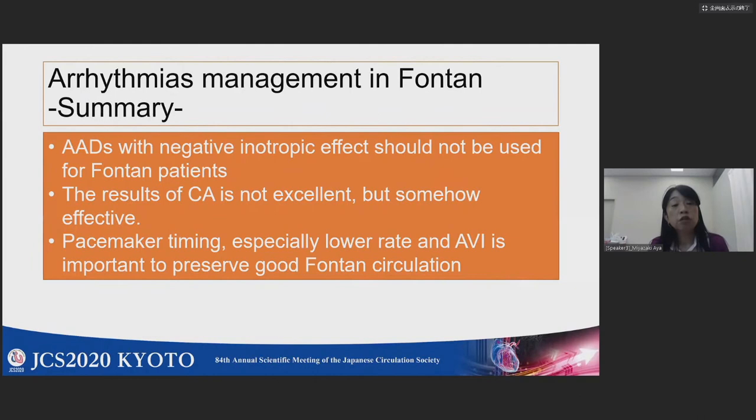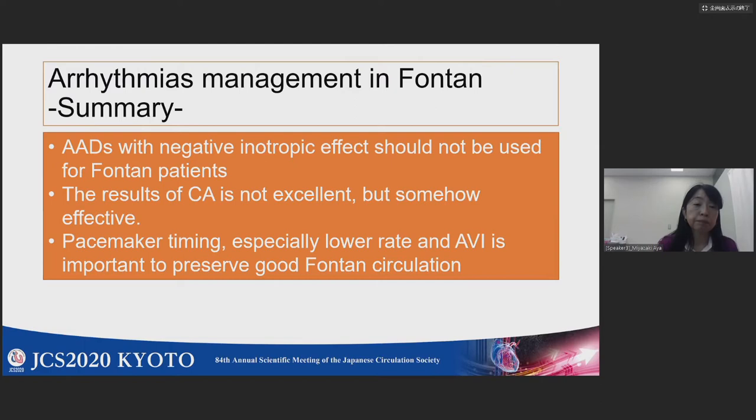This is a summary of arrhythmia management in Fontan circulation. AADs with negative inotropic effects should not be used for a Fontan patient. The result of catheter ablation is not excellent, but somehow effective. Pacemaker timing, especially lower rate and AV interval, is important to preserve good Fontan circulation.